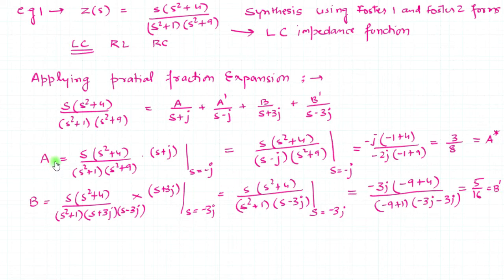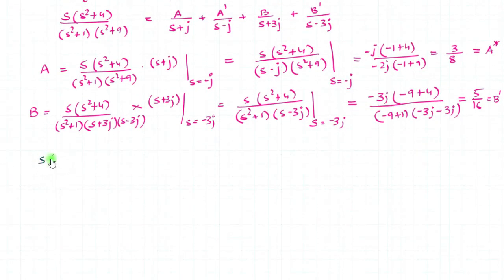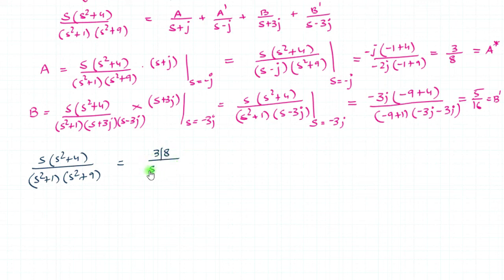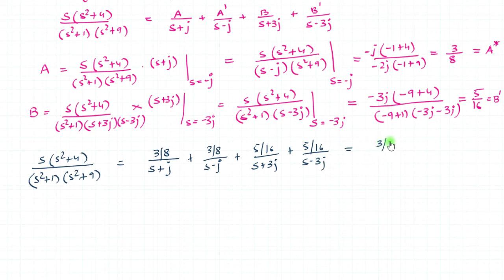So now we have calculated the values of a, b, a conjugate and b conjugate. We can substitute them here, and I will get s into s square plus 4 whole divided by s square plus 1 into s square plus 9 can be written as 3 by 8 divided by s plus j plus 3 by 8 divided by s minus j plus 5 by 16 divided by s plus 3j plus 5 by 16 divided by s minus 3j. And on solving I will get 3 by 4.